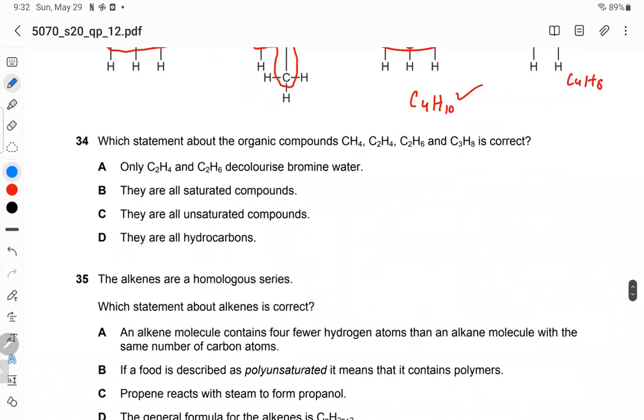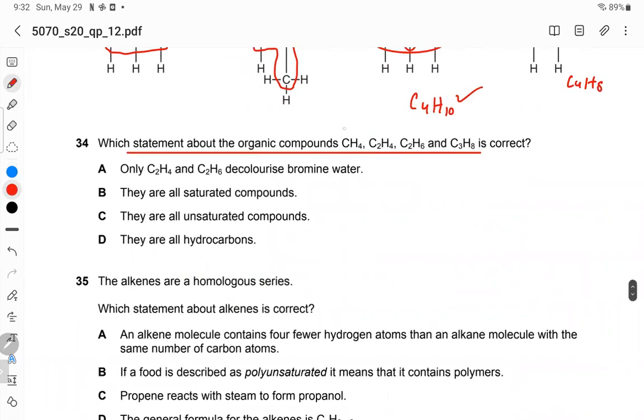Now question number 34. Which statement about the organic compounds methane, ethane, and propane is correct? C. It's an alkene. And this one and this one are alkanes. You can easily identify by applying the general formula of alkane and alkene. So the first statement is correct?